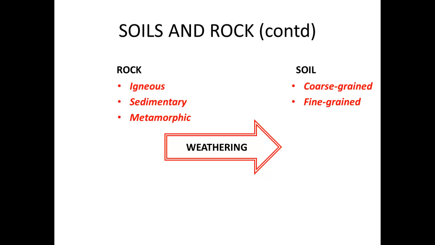Soils are typically divided into coarse-grained and fine-grained based on the size of the soil particle. More on this later in the lecture. Finally, the weathering process, which causes rocks to become soil, may either be mechanical or chemical. A bit more info about this can be found in your textbook.